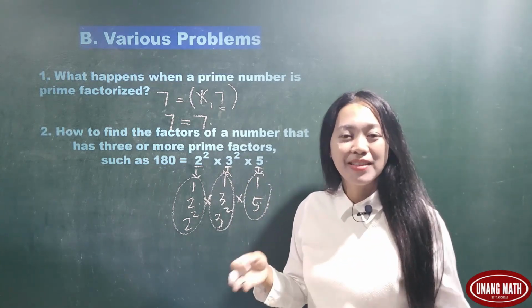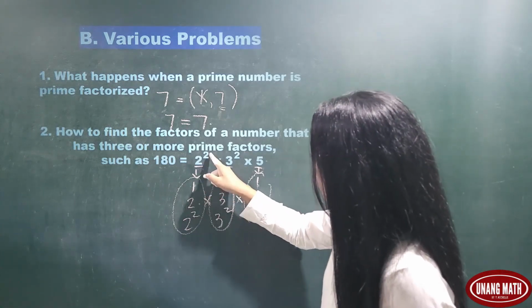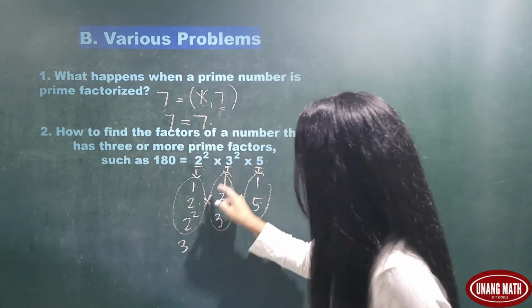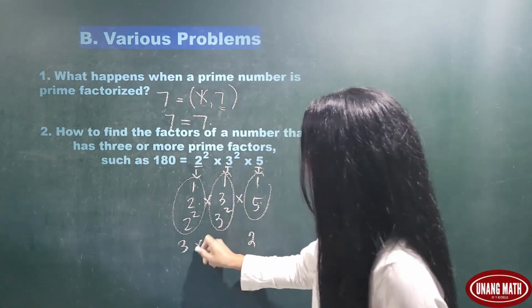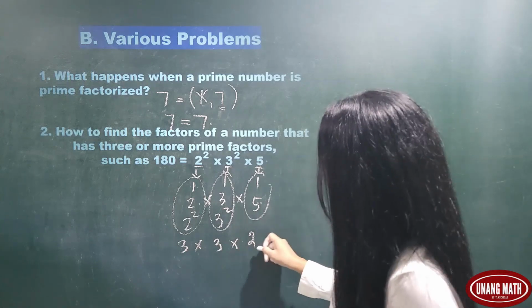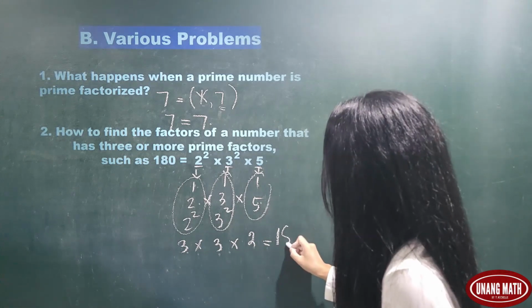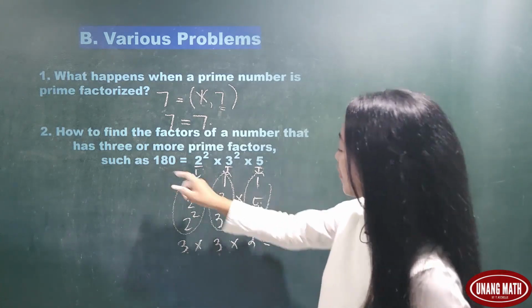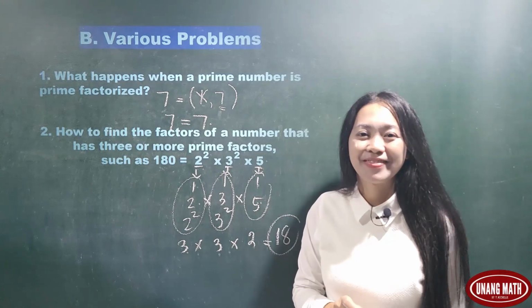But they will just ask you how many factors. So in here, 2 squared has 3 factors. 3 squared has 3 factors. 5 has 2 factors. So we just need to multiply these numbers together. So 3 times 3, 9 times 2, 18. Okay, it means 180 has 18 factors.